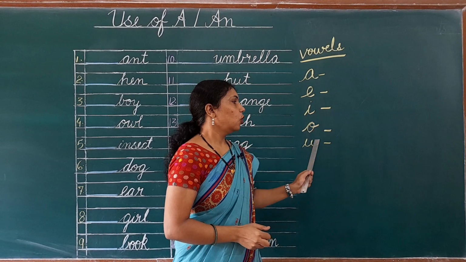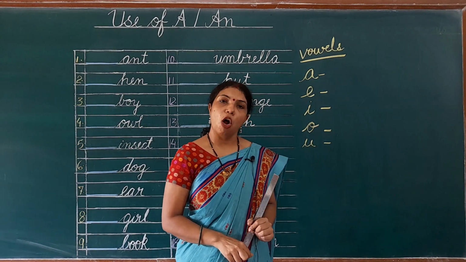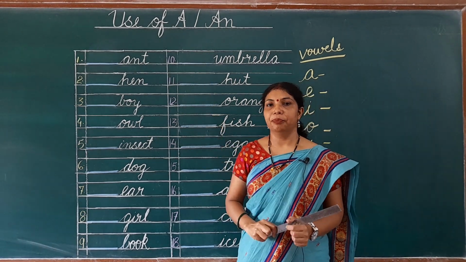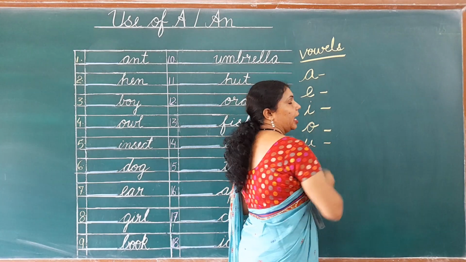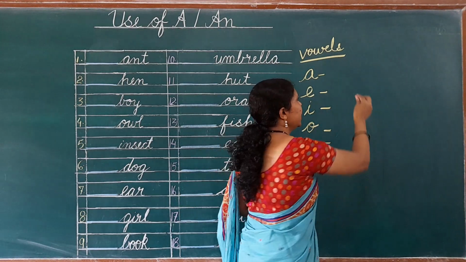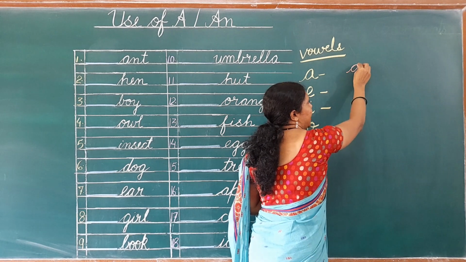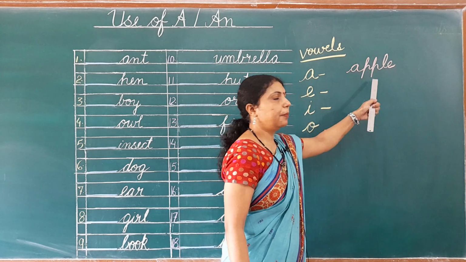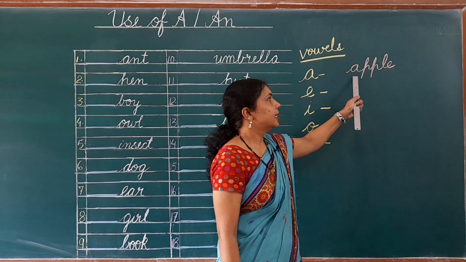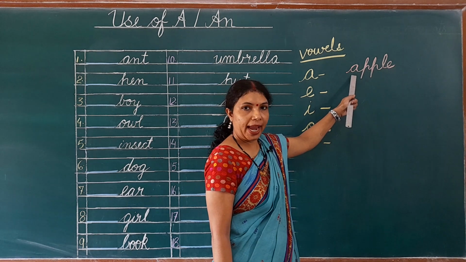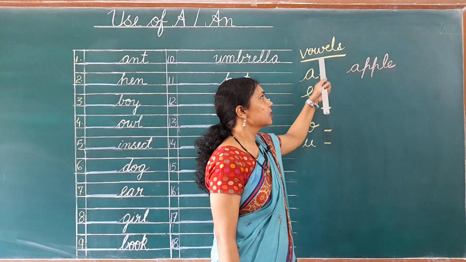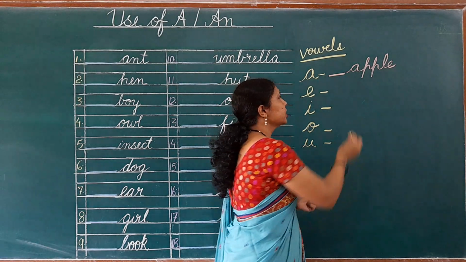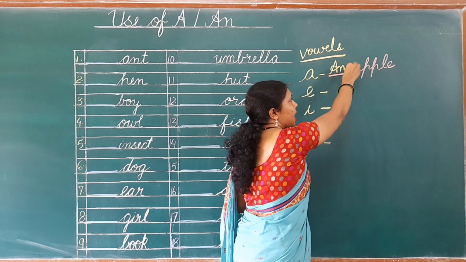A, E, I, O, U are vowels, and before vowels we use an. How? Suppose that I have written A for apple, A P P L E, apple. This is apple, and this is started with A. A is a vowel. Then before A we will have to use an.